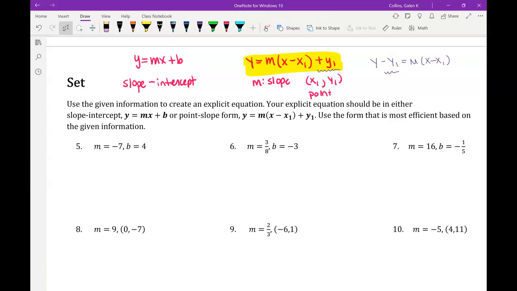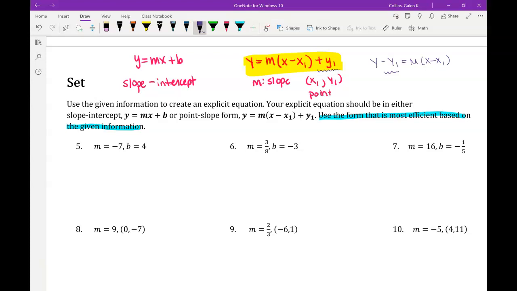So we're asked to use the form that is most efficient. We could almost think of that as being the fastest or the easiest way to do it. Why make it hard when we could make it easy? So the most efficient based on the given information. All right, so some of these will go pretty quickly.